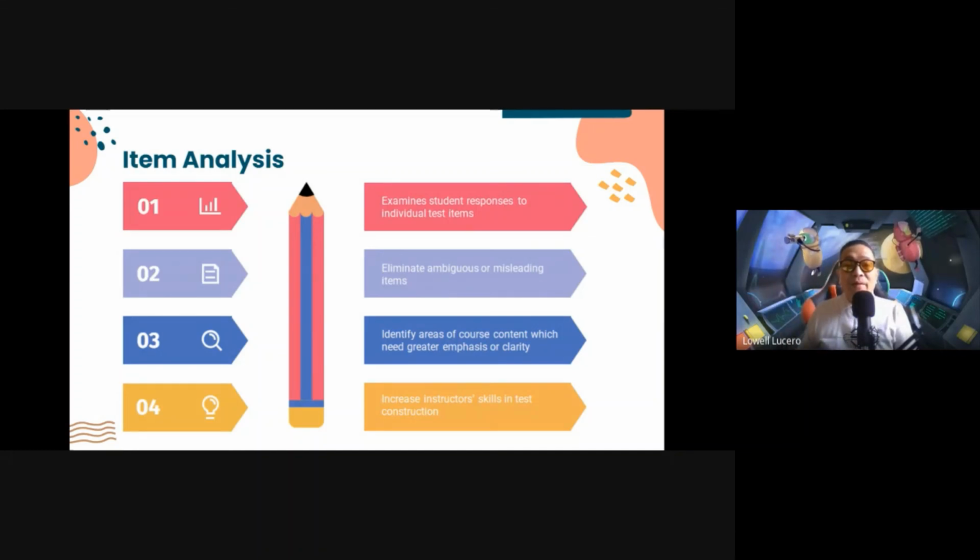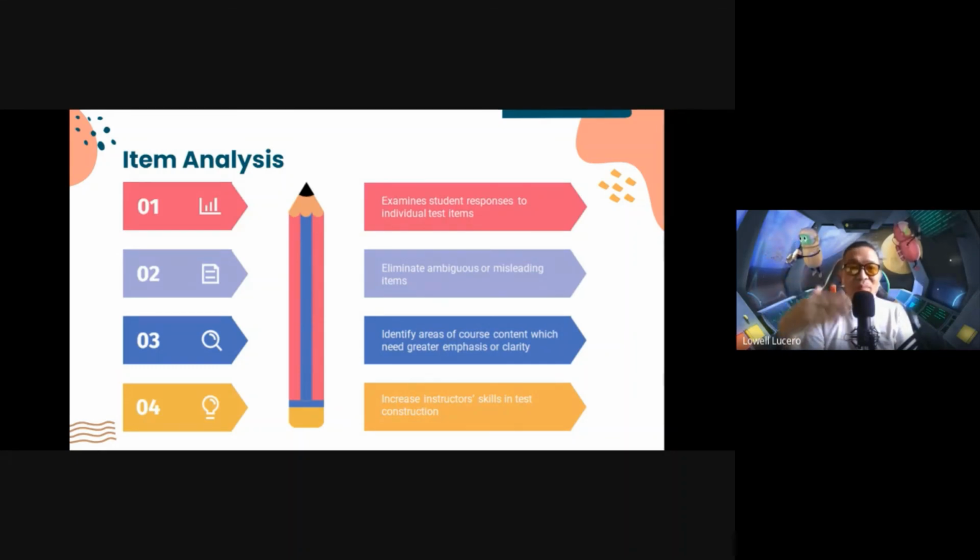Another concept you need to remember is that it also eliminates ambiguous or misleading items in a test. That's why during item analysis, you need to look into the item to see if it can be discarded, or if I should revise the item or retain it. That's part of item analysis. Item analysis is also valuable for increasing instructor skills in test construction.